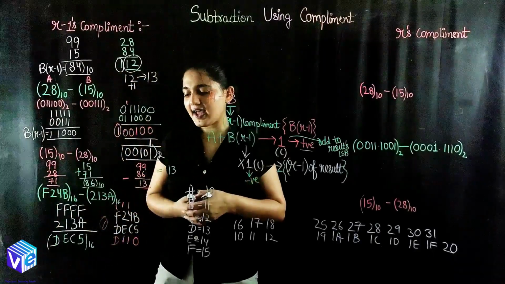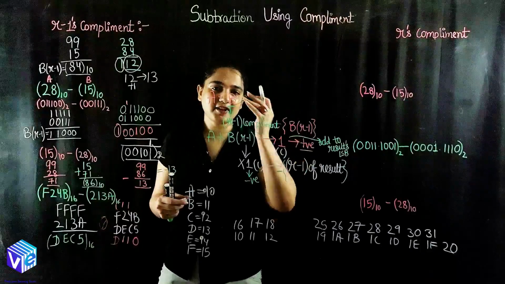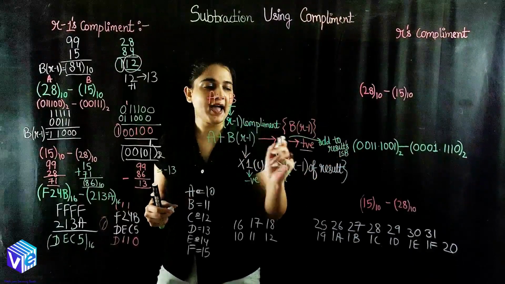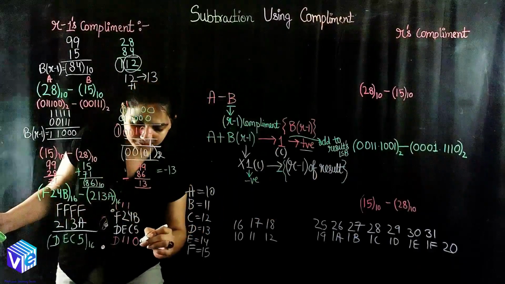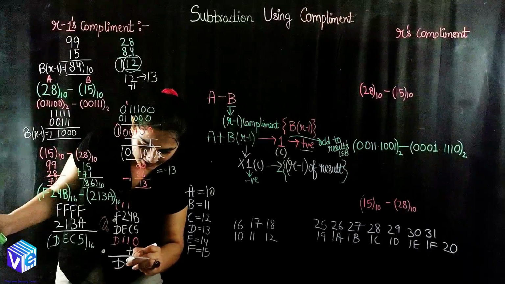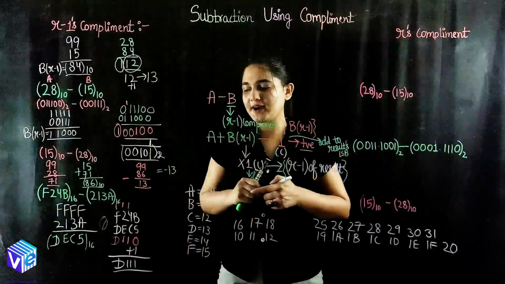So after this I got to know, okay, I have 1 carry. So whenever we have carry, we are having the positive output. I have to add carry to the LSB. So I have to add the carry here. So I have the answer D111. So this is my answer. Okay, I hope you understood this.